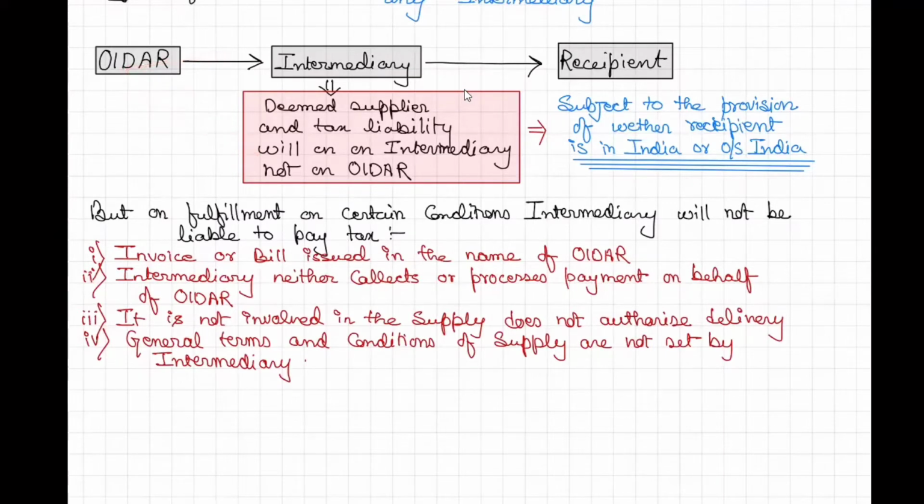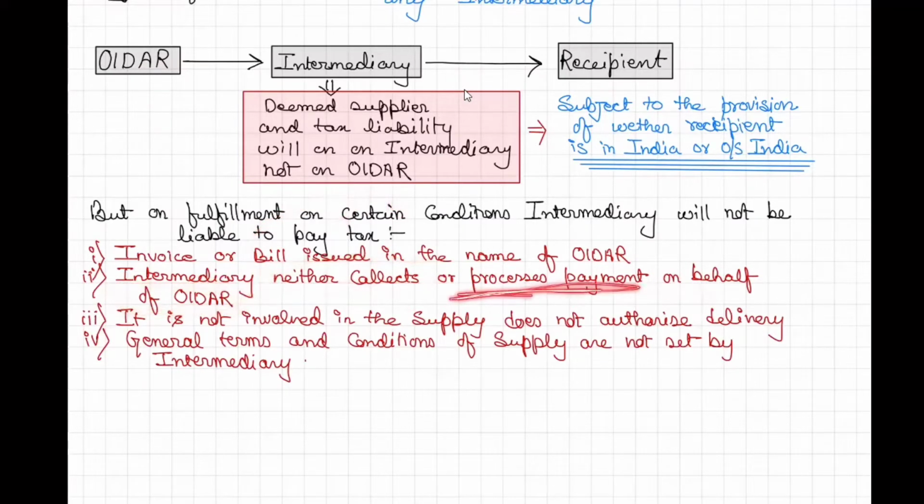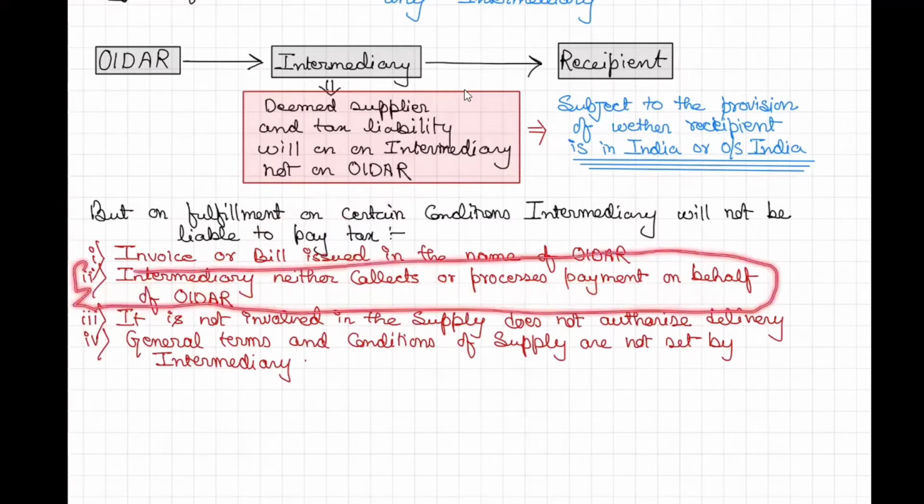Then the tax liability will move on to OIDAR. Correct. Next one, the intermediary neither collects nor processes payment on behalf of OIDAR. Correct. That intermediary is not collecting payment. With the words not collecting payments, I do not mean to say that, for example, I purchase the Good Note, but when I'm purchasing from the App Store, I'll pay to the App Store only. Correct. But the linking has been done in such a way that whenever I pay to the App Store, it will directly go to the Good Note owner's account. So there he is not collecting or processing the payment. They are not processing it in that way. Clear words are not given for this, but this is the only way we can assume.